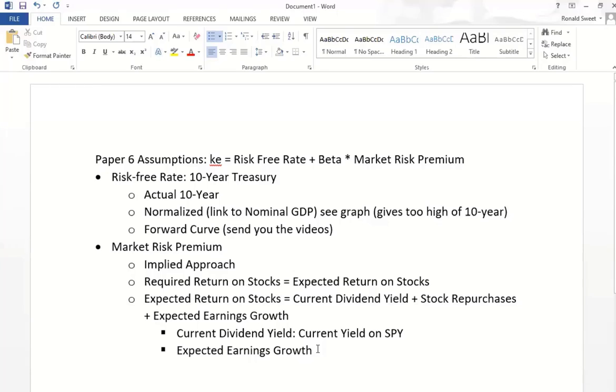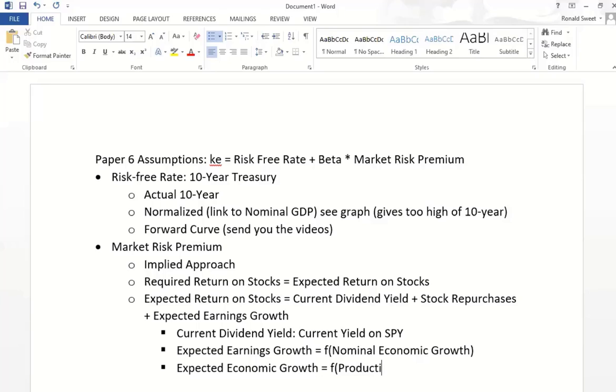So let me go back to the Word document. Expected earnings growth is going to be a function of nominal economic growth. And the reason I do that is economic growth is pretty easy to forecast. Expected economic growth is simply a function of productivity, labor growth, and inflation.